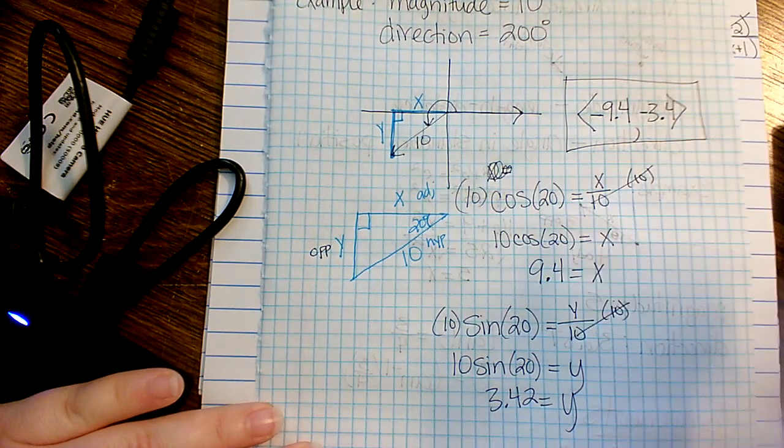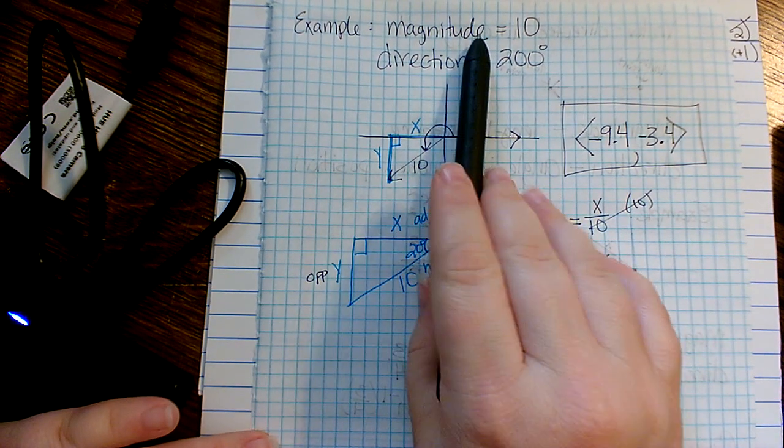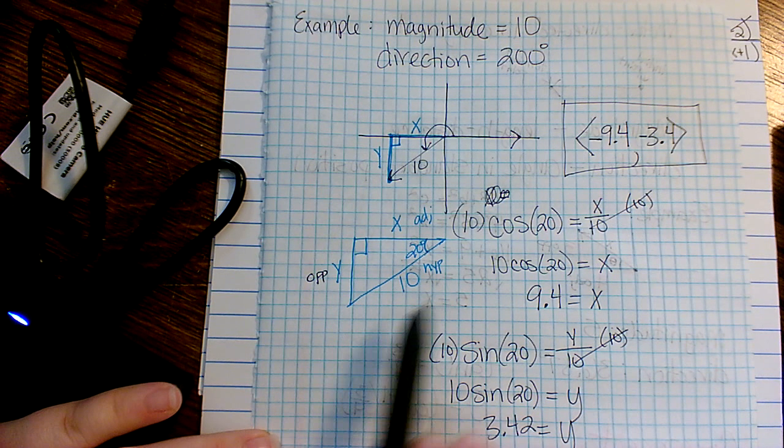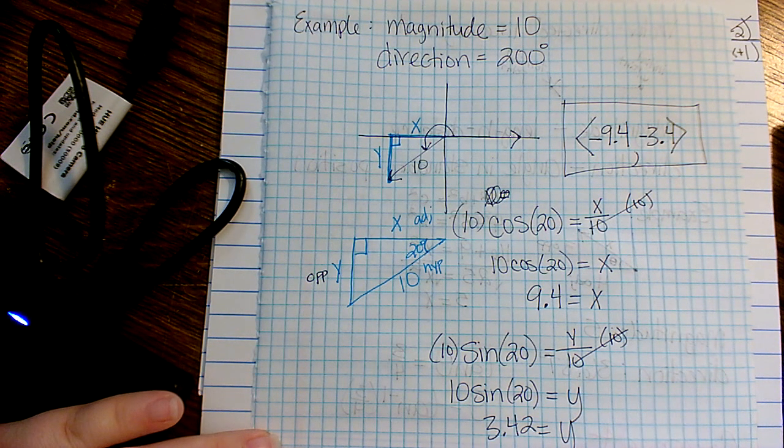So that's how you find the components when you're given the magnitude and the direction. I always sketch a picture so I can visualize my right triangle, and then you just use right triangle trig.